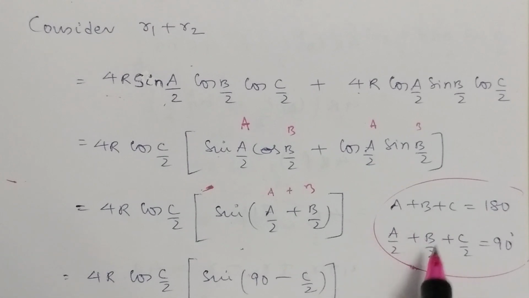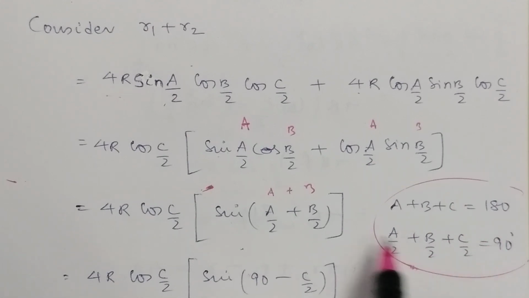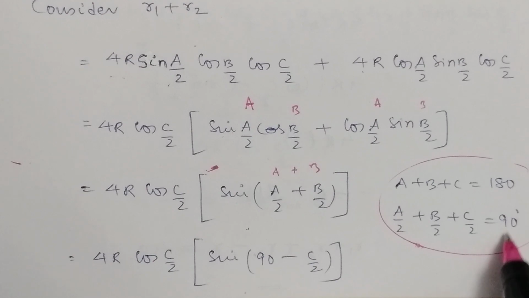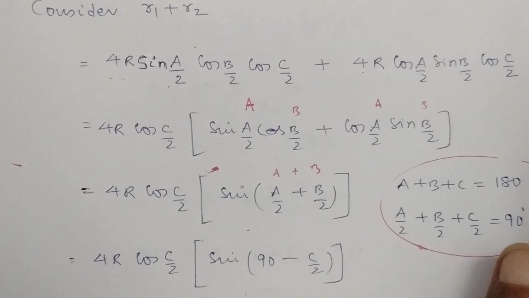A/2 + B/2 + C/2 equals 180/2, which is 90. So in the place of A/2 + B/2, I can write 90 minus C/2. So in the place of this, I have written 90 minus C/2. Sin(90 minus theta) is cos theta, which means cos C/2.